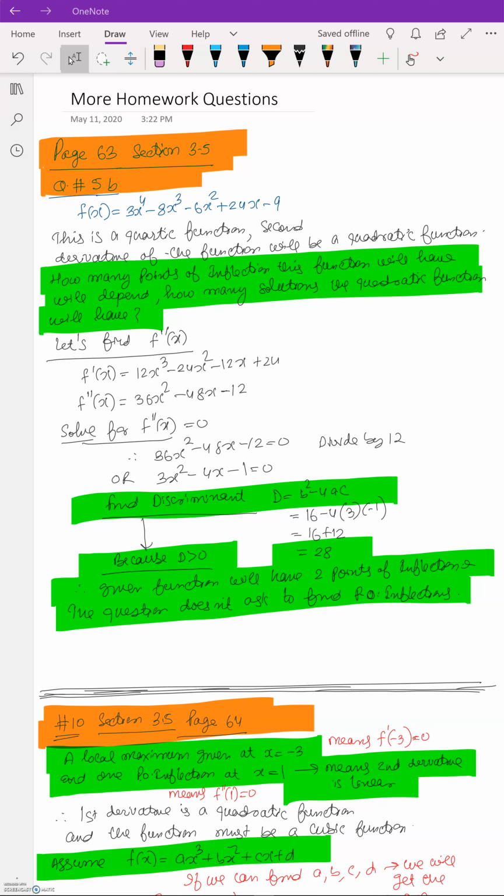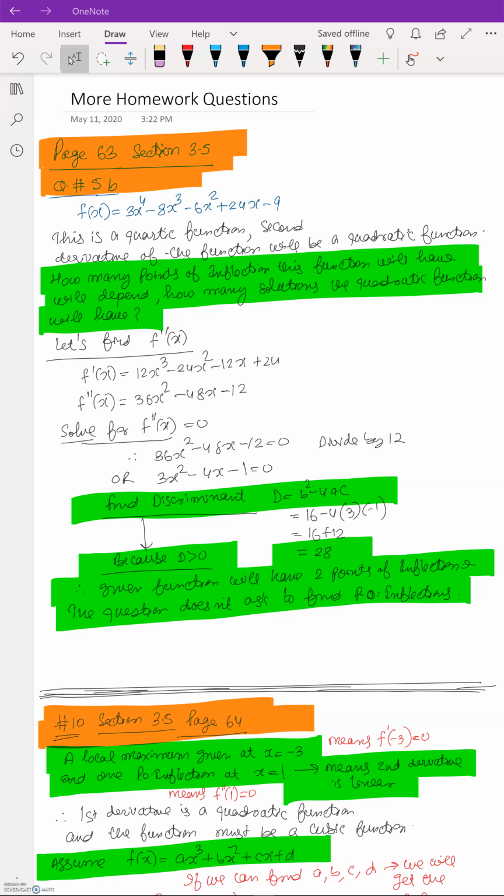So remember, to find points of inflection, we have to find the second derivative, and we solve for the second derivative. This is a quadratic function. If I find the second derivative, that will be a quadratic function. Now, if the question says how many maximum points of inflection this function will have, then my answer is 2. Will it have 2? It may have only 1. It may have only 0. Remember, it depends on the solution of this quadratic function that we get.